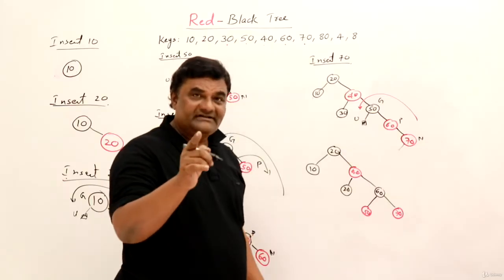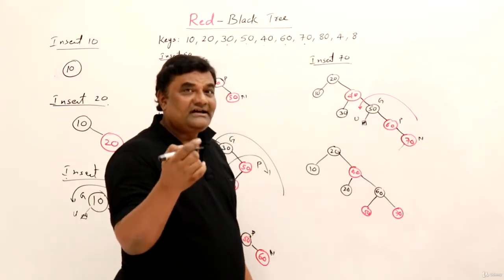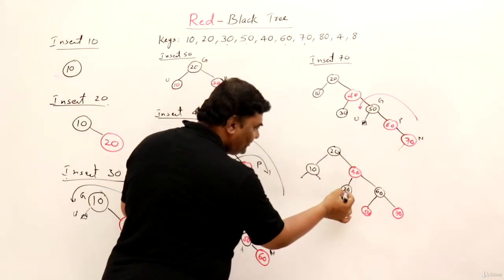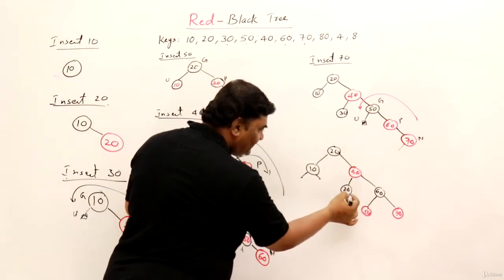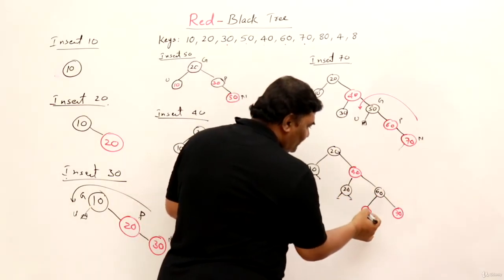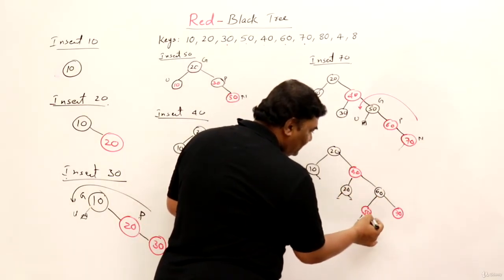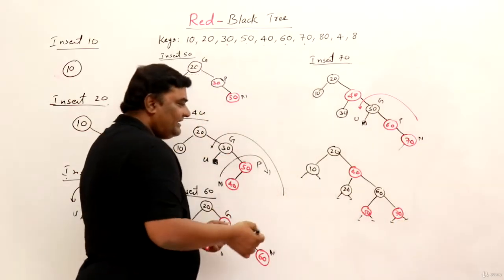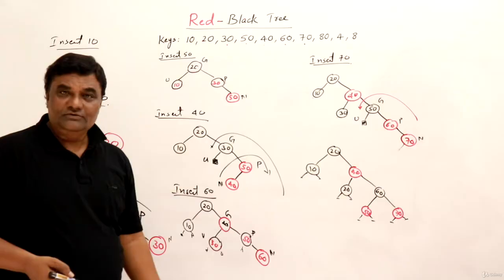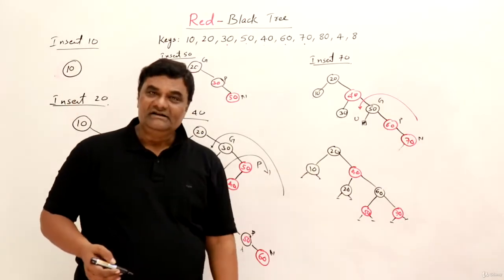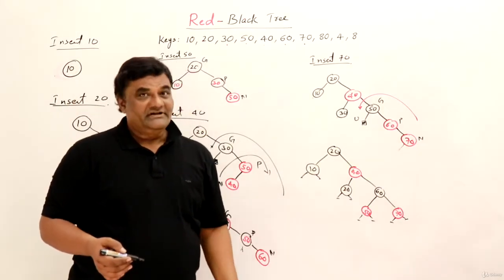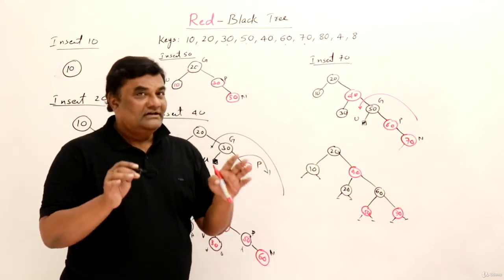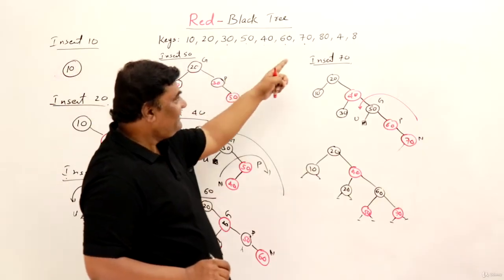Now let us confirm whether it is balanced or not. For that, let us count the number of blacks along the path. 1, 2, 3; 1, 2, 3; 1, 2, 3. All the paths I have checked, there are all 3 black nodes in this example tree. So it is balanced. Number of blacks along the path are same. Now till 70 I have finished.